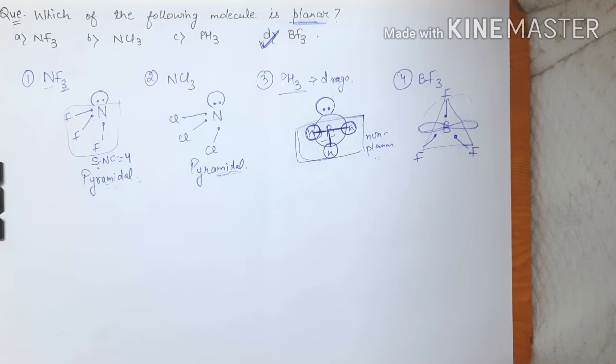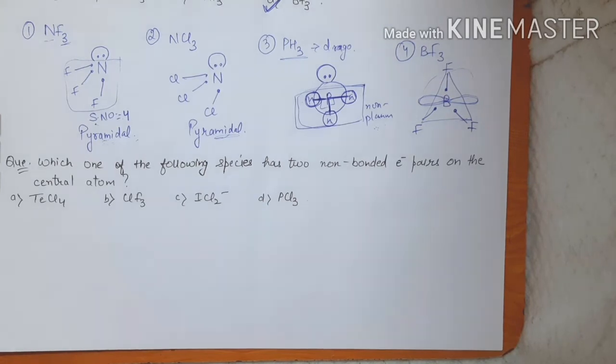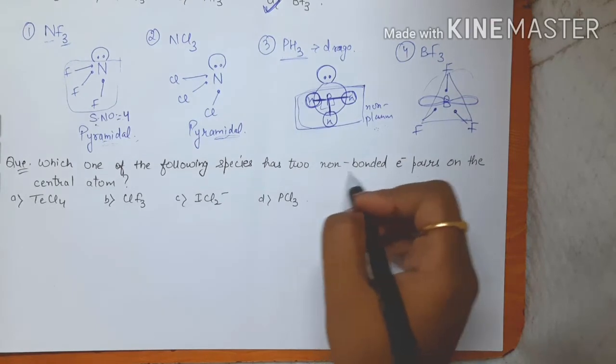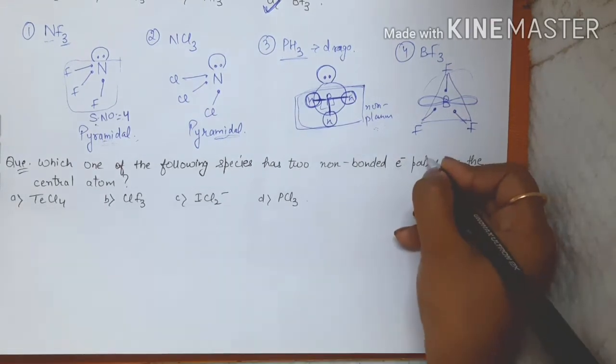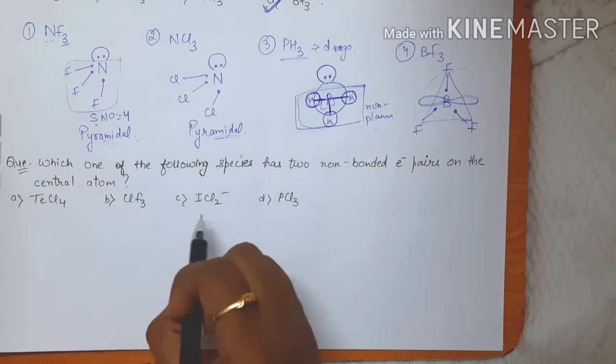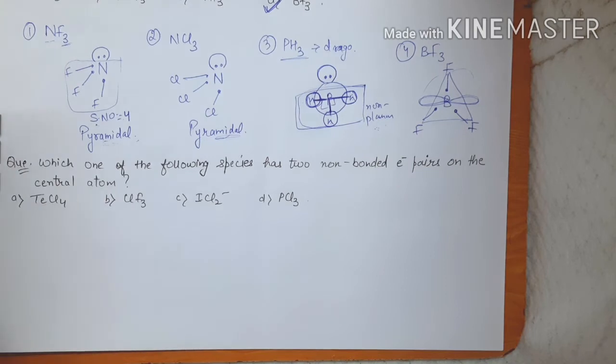Okay, so now we'll move on to the next question. The next question says, which one of the following species has 2 non-bonding electron pairs on the central atom? So we have to find out which of these 4 molecules is having 2 lone pairs on it. One by one we are going to solve for the geometry of these 4 molecules.